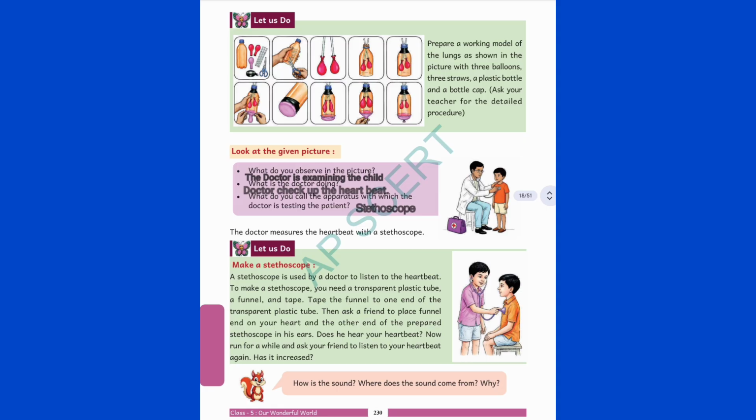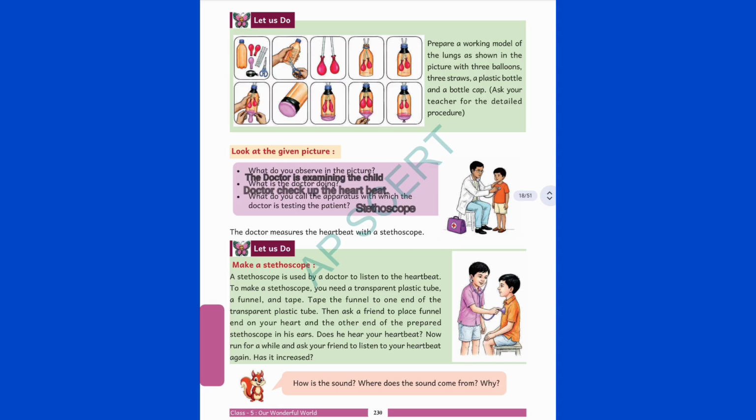Look at the given picture. What do you observe in the picture? Answer: The doctor is examining the child. What is the doctor doing? The doctor is checking the heartbeat. What do you call the apparatus with which the doctor is testing the patient? Stethoscope. The doctor measures the heartbeat with a stethoscope.